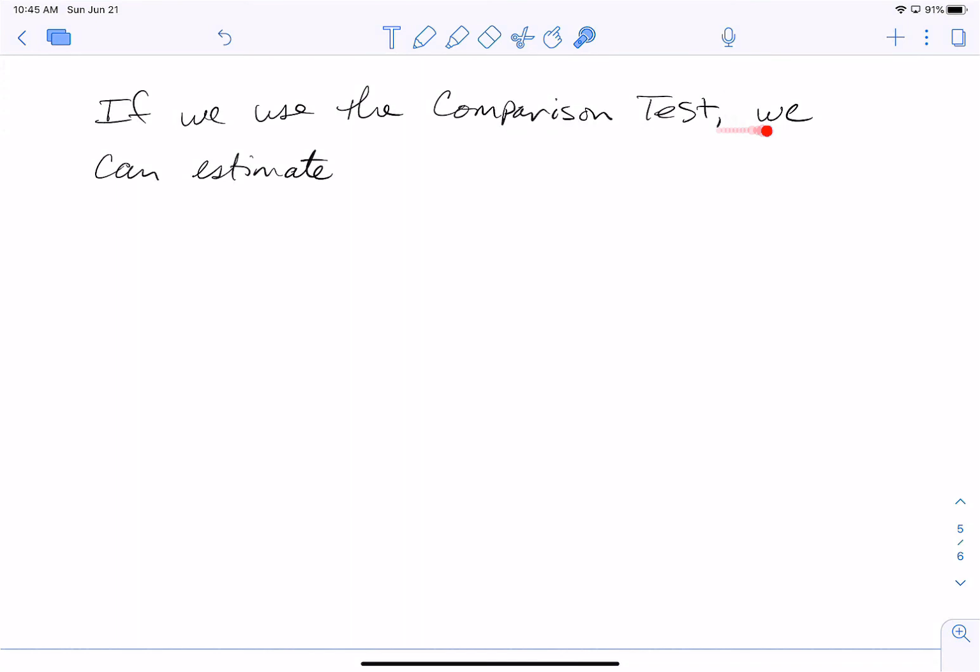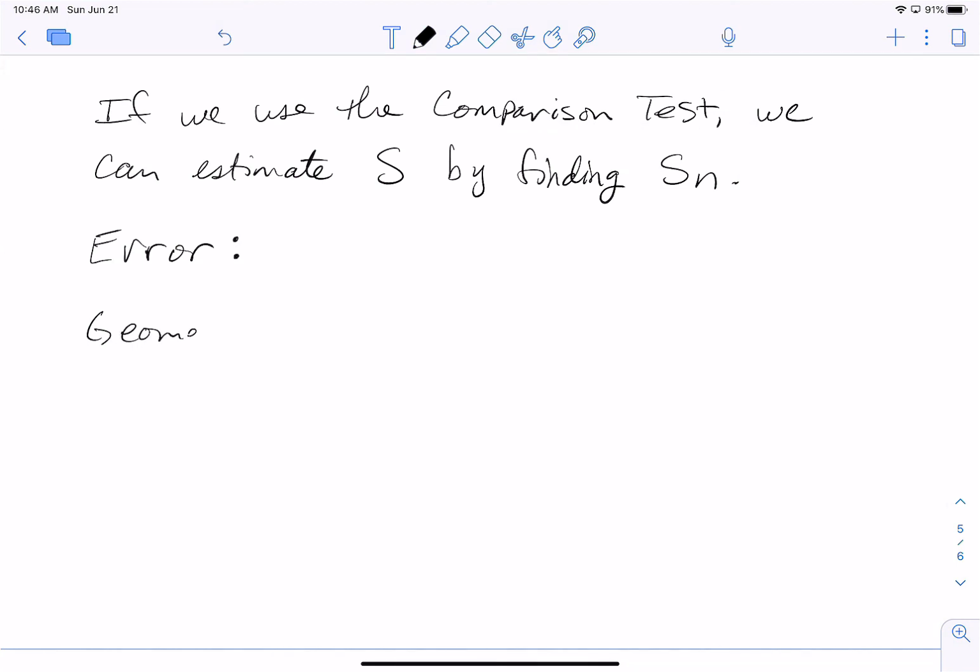One final note. If we use the comparison test, we can estimate the sum of the infinite series, S, by finding a partial sum, S sub n. There will, of course, be error involved. If our comparison series is a geometric series, then the remainder sub n is less than or equal to the sum of the remaining terms, as i goes from n plus 1 to infinity of a sub n.